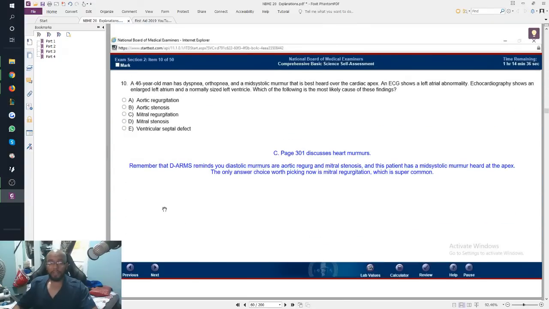Number 10, a 46-year-old man has dyspnea or orthopnea and a mid-systolic murmur that is best heard over the cardiac apex. An ECG shows a left atrial abnormality. Echo shows an enlarged left atrium and a normally sized left ventricle. Which of the following is the most likely cause of these findings?